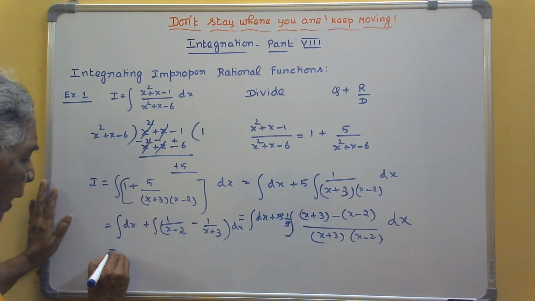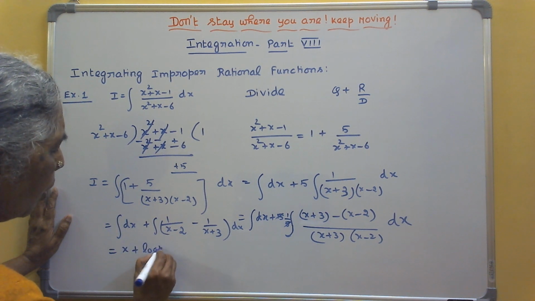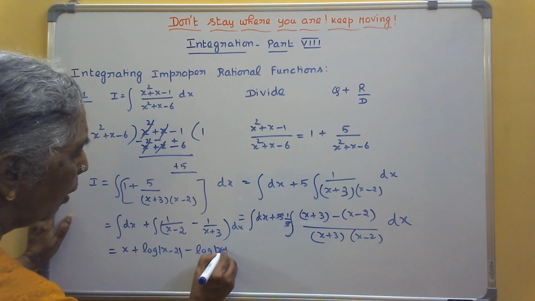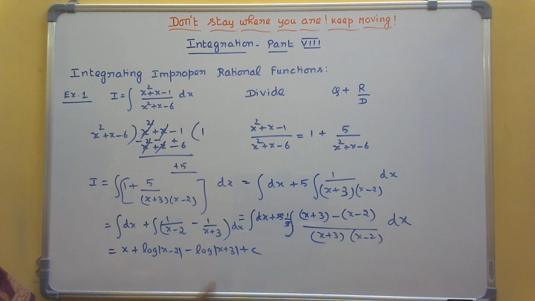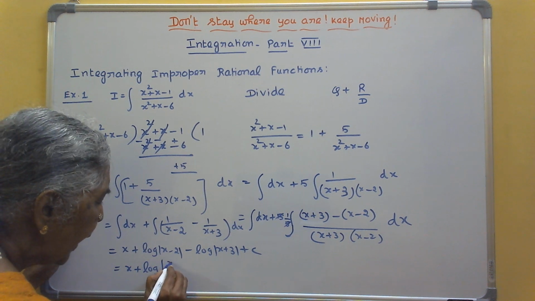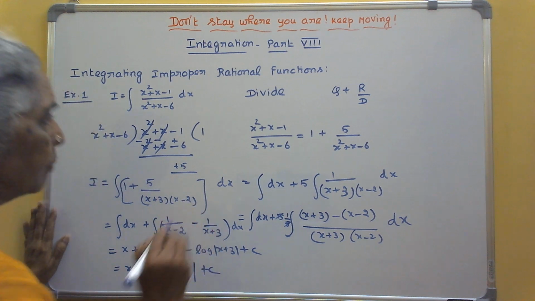Now here, for this it is x. For the first part, that will be log mod x minus 2. The second part is log mod x plus 3 plus c. You can combine these two. It is like log a minus log b. So let me write it as log of (a by b) plus c.